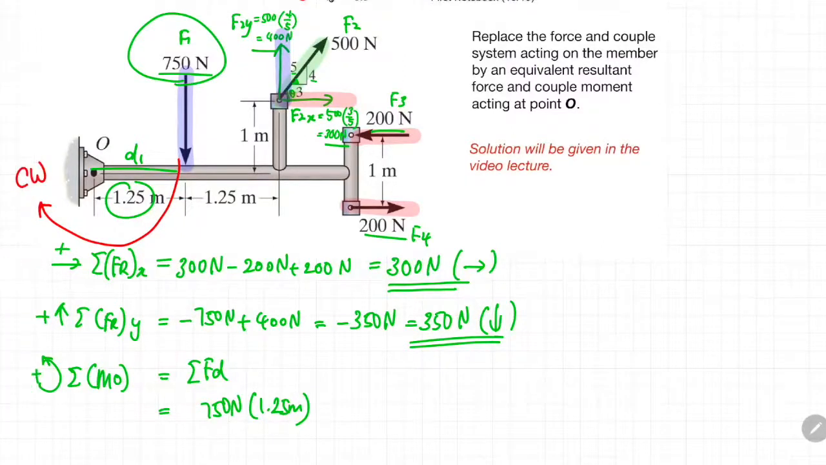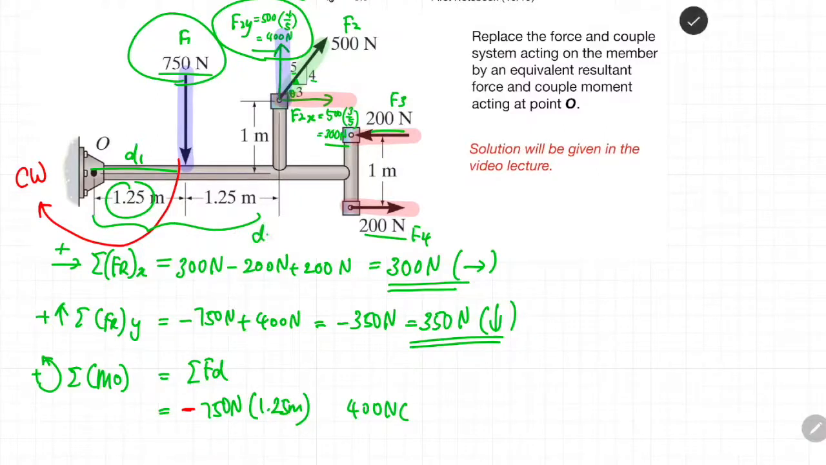So if it is clockwise, then the magnitude of this particular moment will be negative. The second force over here is 400 Newton, and then you have to multiply it with the perpendicular distance from the line of force to the point O. So in this case, the d would be 1.25 plus another 1.25.